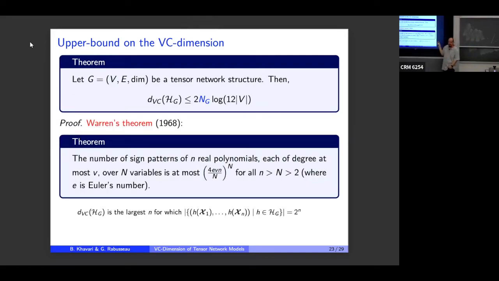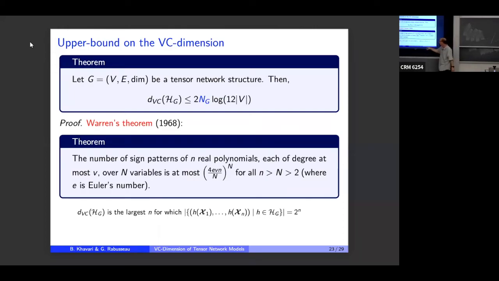So it uses Warren's theorem, a very interesting theorem about the number of sign patterns that a system of real polynomials can take. If you have n real polynomials, each of degree at most v over capital N variables, then the number of sign configurations, meaning I look at all the possible variables and look at the sign of each of these polynomials in the system of equations, is bounded by this: 4 times e v n over capital N, to the power capital N, where e is Euler's number and capital N is the number of parameters. So what does this have to do with what we're doing?